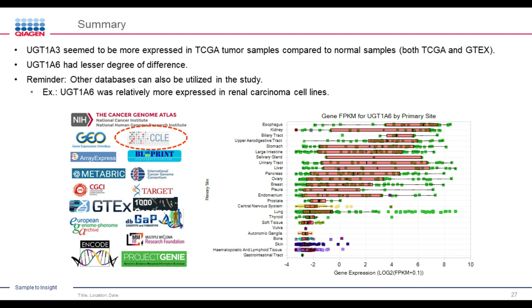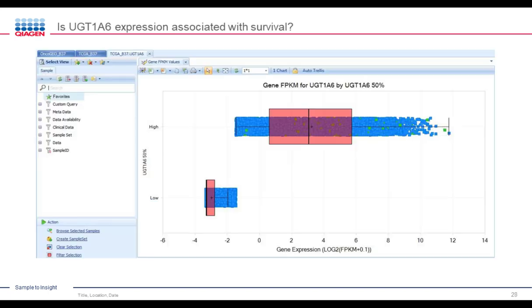And another thing I did not go over much, but you as a user can do, is you can go beyond TCGA and GTEx. You can also use databases such as CCLE, which I have highlighted in the center of my screen. And using the CCLE database, you'll see similar information in the sense that UGT1A6, which is one of the markers, is expressed more in kidney cell lines compared to other cell lines such as, say, lung or breast and so on.